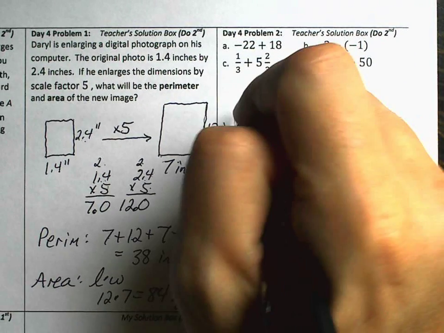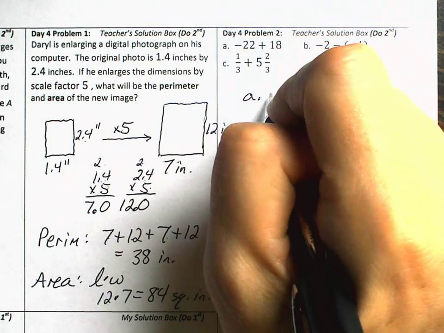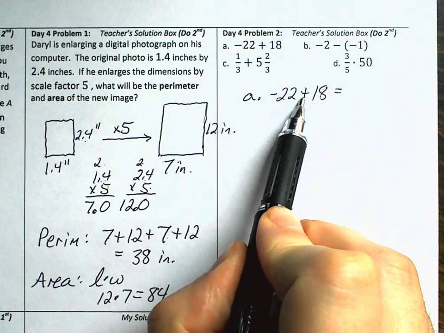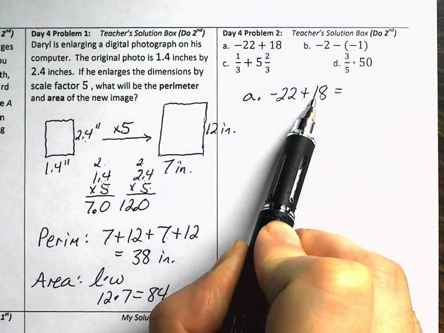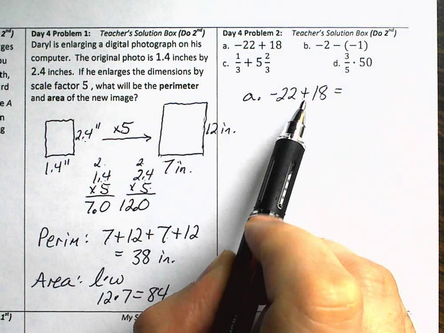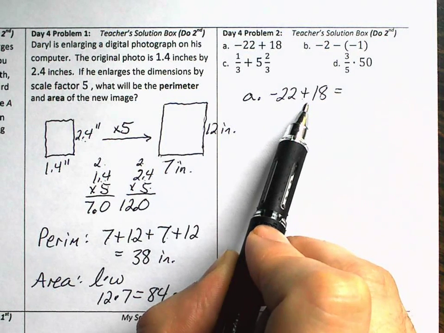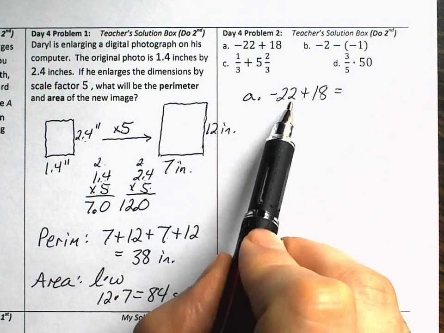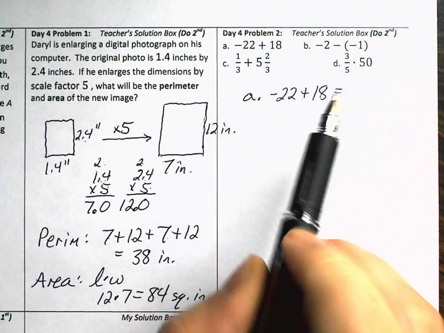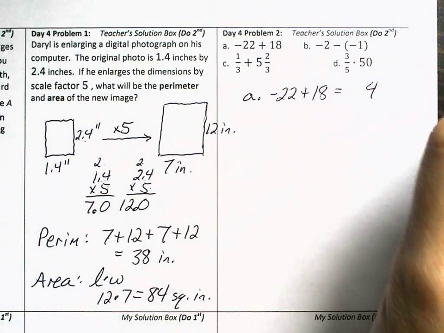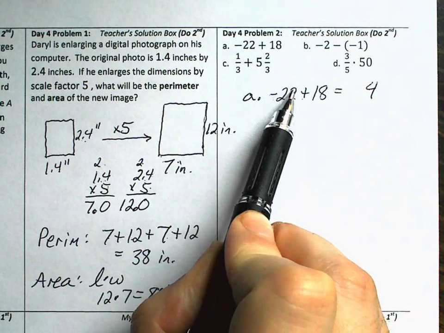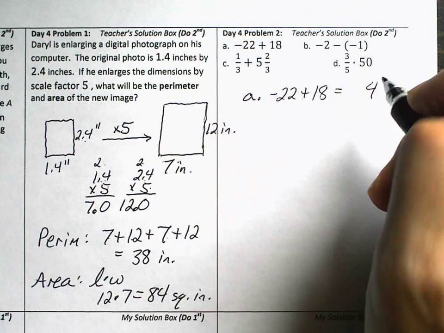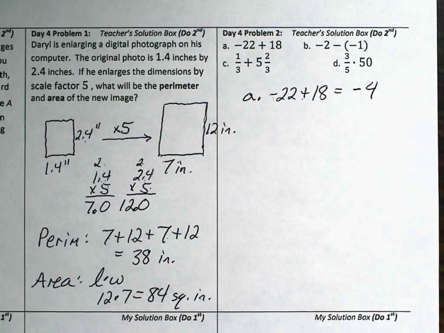For day 4, problem 2, we can tackle each question. Starting with A, this is negative 22 plus 18. This is an adding problem, but the numbers have different signs. What really occurs here when you add numbers with different signs is that you find the difference of the numbers or subtract the numbers. The difference between a 22 and an 18 is 4. The negative number was the, quote, larger number between the 22 and 18, and so the answer is negative 4.